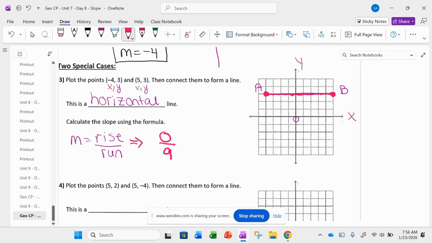What's 0 divided by any number? 0. This is not a coincidence, right? Anytime you have a horizontal line, it's always going to have a 0 slope. Anytime you have a horizontal line, it's going to have a 0 slope.